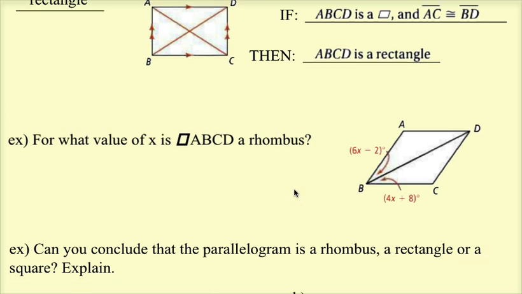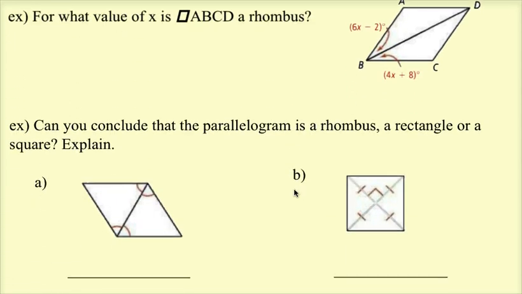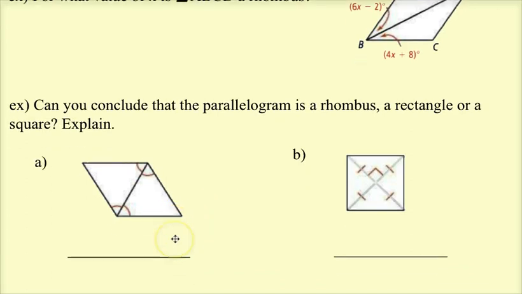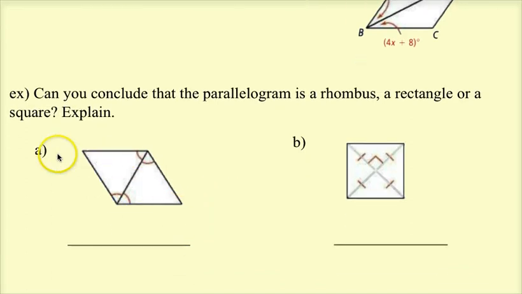And then for the bottom two, we want to know if we can conclude that the parallelogram is going to be a rhombus, a rectangle, or a square, and explain why. So we've got two problems, A and B. Figure out, based on the properties that we just talked about, if those are going to be rhombuses, rectangles, or squares, and explain. So you're filling out these two bottom sections and your summary sheet as well, and then that's it.